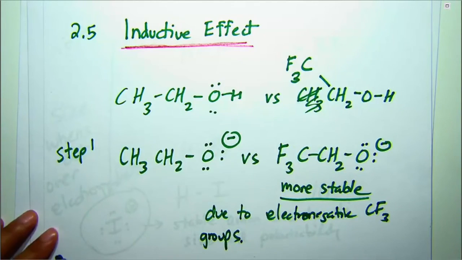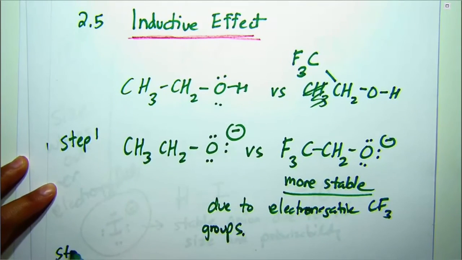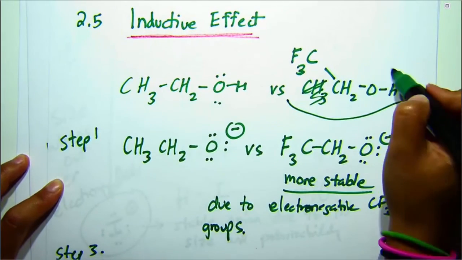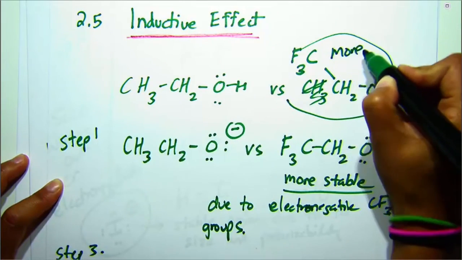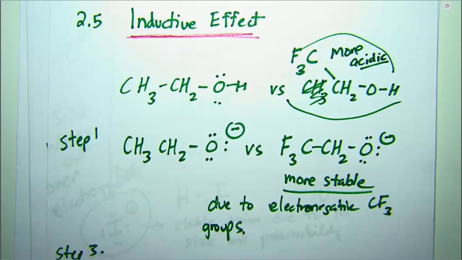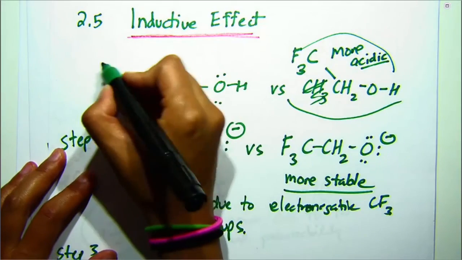And so in step 3, you can predict that this guy is also going to be more acidic. And we can see this effect bear out if we compare the pKa values. So ethanol has a pKa of 16, and trifluoroethanol has a pKa of 12.4.